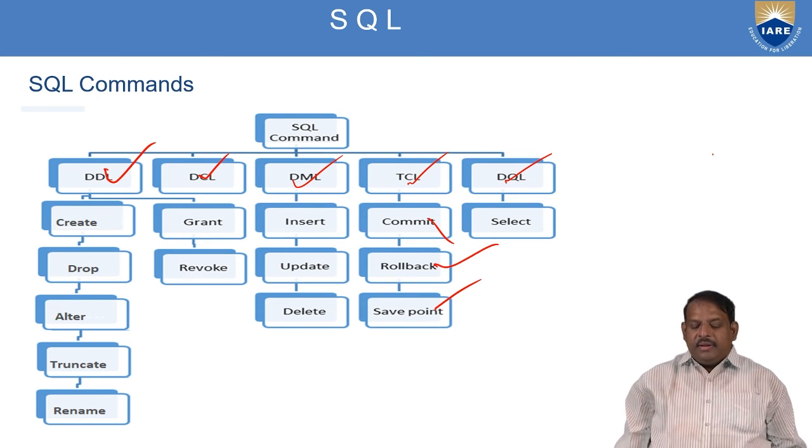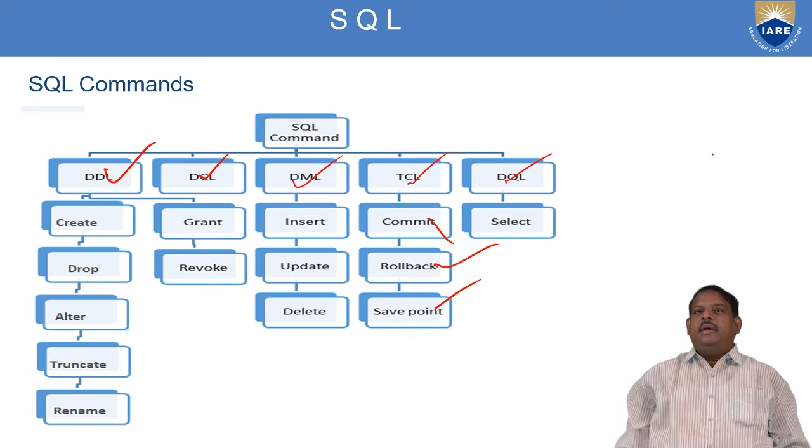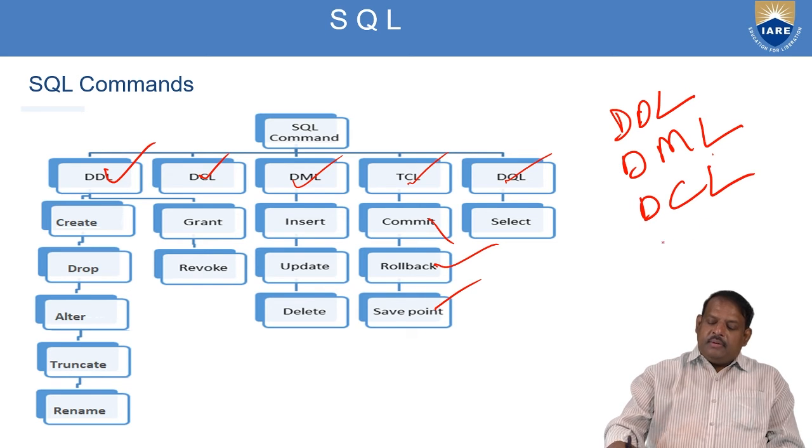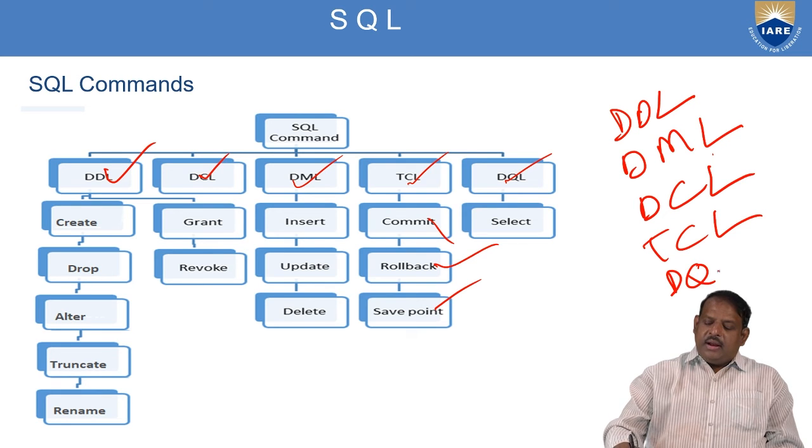So at a high level, these are the 5 types of SQL commands. First we have seen that we have 5 types here. Those are DDL, then DML, data control language, then we have transaction control language, and at last we have data query language.